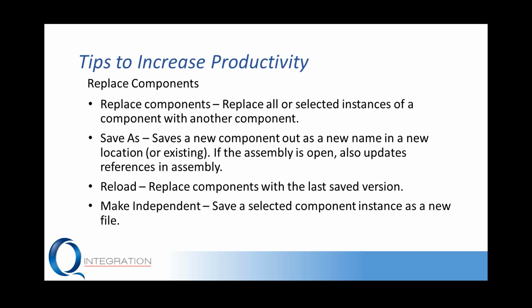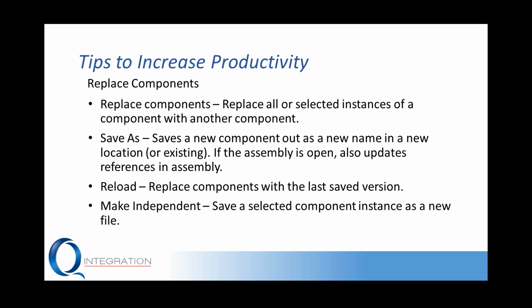Another way to replace these components in our assembly is to use save as. So if I have the assembly open, I open up the component that I'm going to replace with a new part or assembly. I can perform a save as, and what a save as will do is it'll allow me to specify a new name. It will also update the assembly to reference that new component that I just saved out. And the difference between save as and save as copy is just that. Save as copy is not going to update the assembly if the assembly is open.